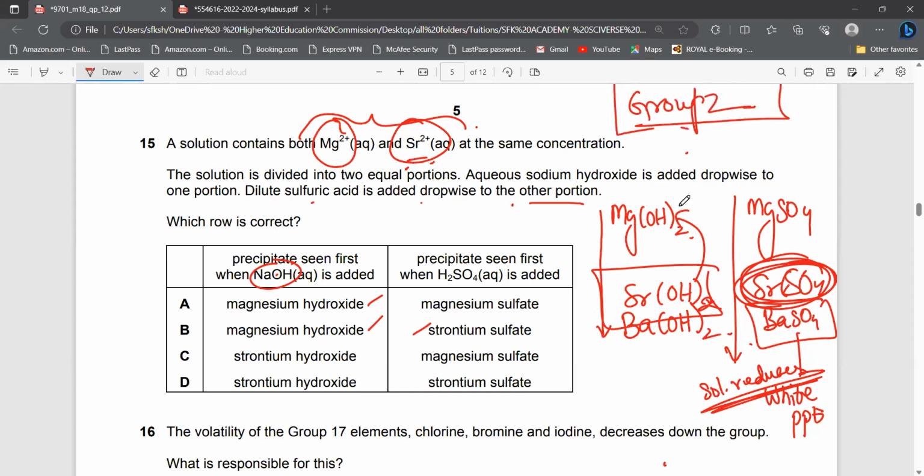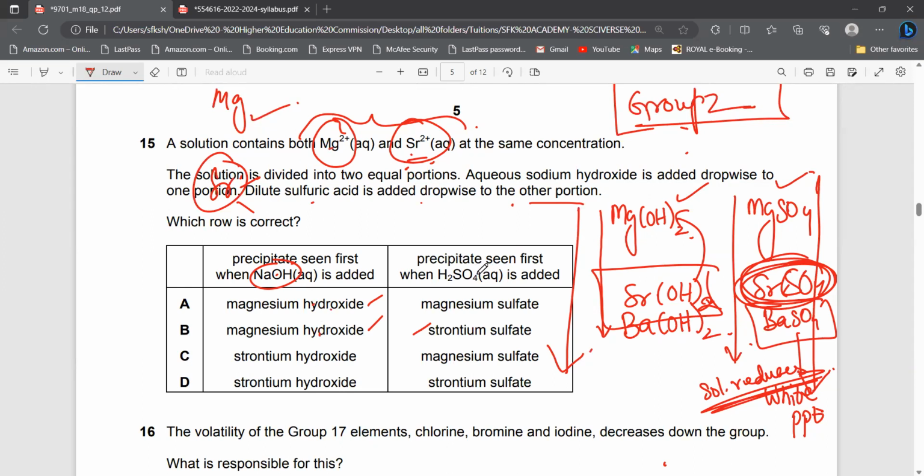Okay. So group 2 hydroxides and sulfates. Hydroxides become more soluble and sulfates become less soluble down the group. So if you talk about magnesium and strontium, magnesium is up here, strontium is down here. So strontium will have a hydroxide that is more soluble, but the sulfate that is less soluble. So when sodium hydroxide is added, strontium hydroxide will not form the precipitate, rather magnesium hydroxide will form the precipitate.